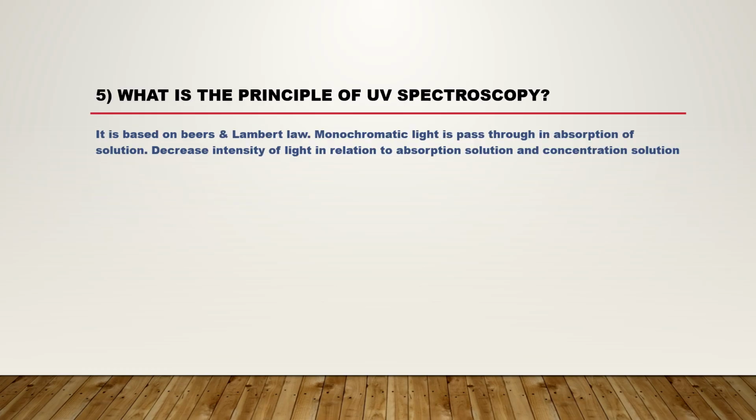What is the principle of UV spectroscopy? It is based on Beer's and Lambert's law. Monochromatic light is passed through an absorbing solution, and the intensity of light decreases in relation to the absorption and the concentration of the solution.